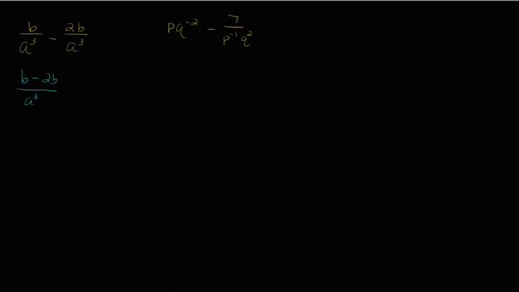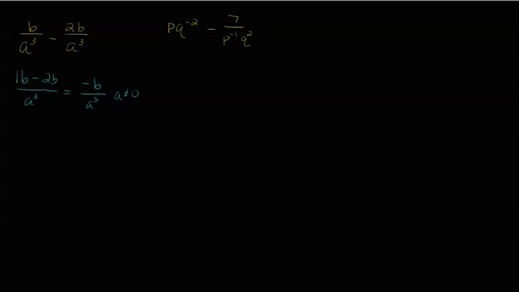Now, what's b minus 2b? Well, remember that there's an imaginary 1 right here, so what's 1 minus 2? 1 minus 2 is negative 1b, but we don't need to put that 1 there. And then it's over a to the third. And we can't simplify this anymore. We know that a cannot be 0 in this case, so you could put that. A cannot be 0.